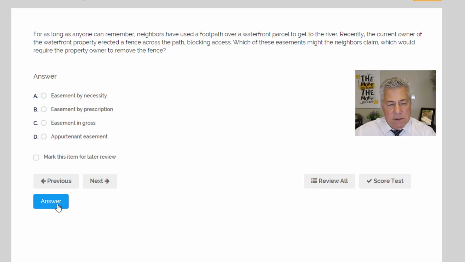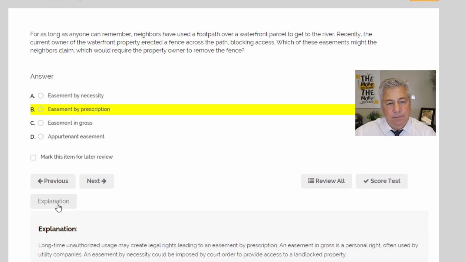And your answer is easement by prescription. Long-time unauthorized usage may create legal rights leading to an easement by prescription. An easement in gross is a personal right often used by utility companies. An easement by necessity could be imposed by court order to provide access to a landlocked property. But here we're talking about an easement by prescription.